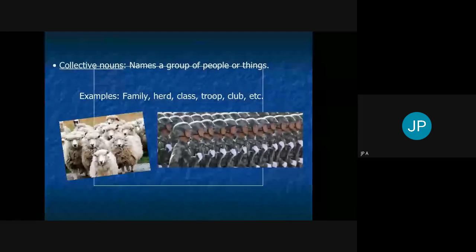Can anyone tell me what is the collective noun of lions?